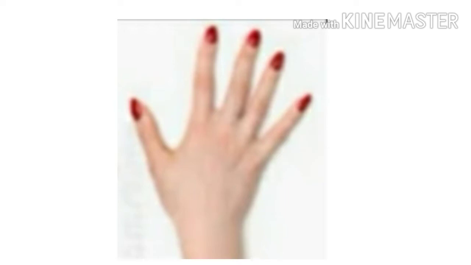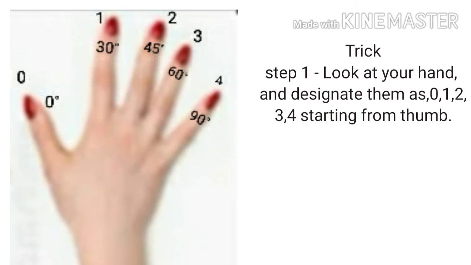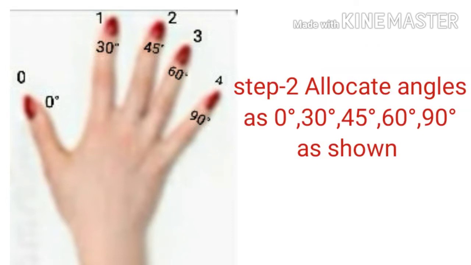Just look at your right hand. See how many fingers? 5 fingers. But you have to count from 0. Why, children? Because we have to know the value of specific angles that start from 0 degree. So 0 degree, 30 degree, 45 degree, 60 degree, 90 degree we have to find out. So you have to start from 0. Let's take the thumb as 0, then index finger 1, middle finger 2, ring finger 3 and little finger 4. Now we have to find out the 0 degree, 30 degree, 45 degree, 60 degree and 90 degree.